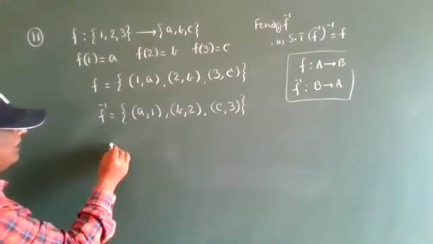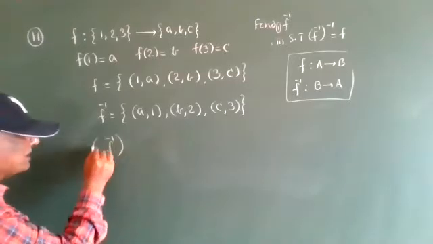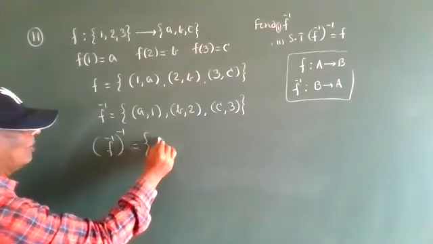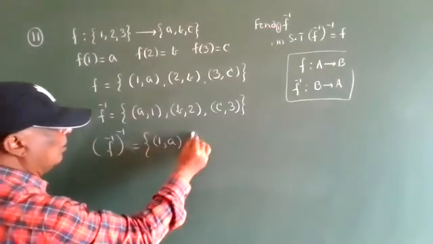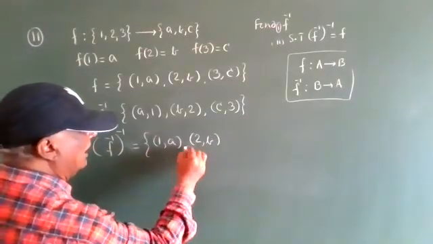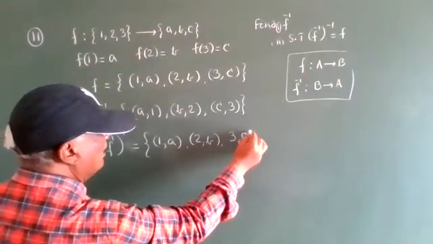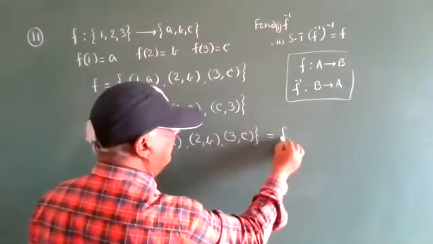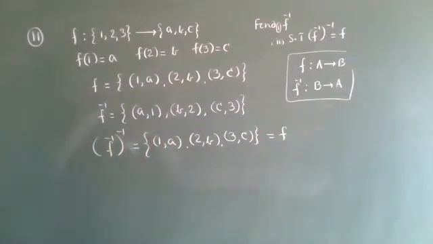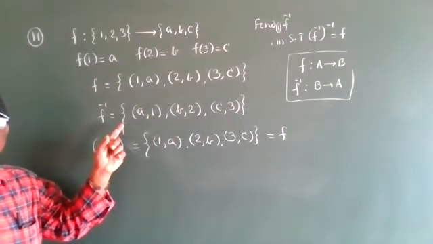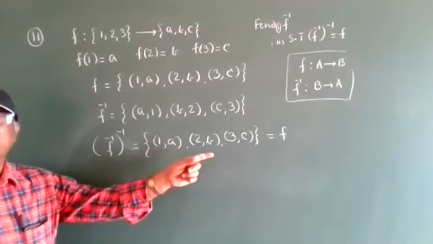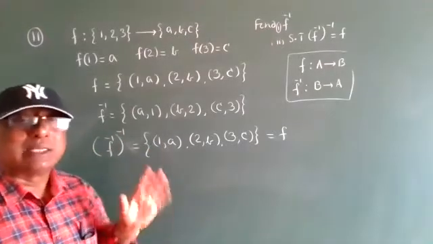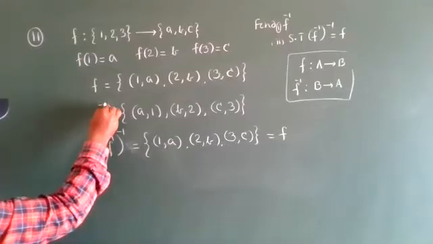Again, F inverse of F inverse right now. F inverse, whole inverse, means again reverse: (1, A), (2, B) and (3, C). Okay? So this is the same F. F inverse of whole inverse is F. F inverse, again write down reverse order, then we get the same F only. F inverse, write down again reverse order, we get the same F inverse only.